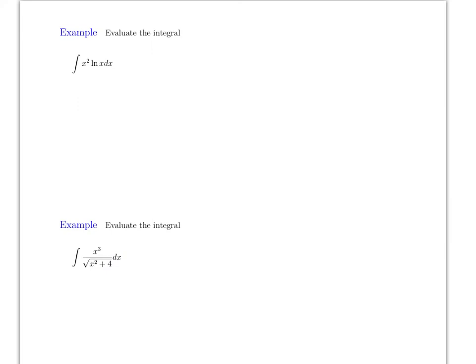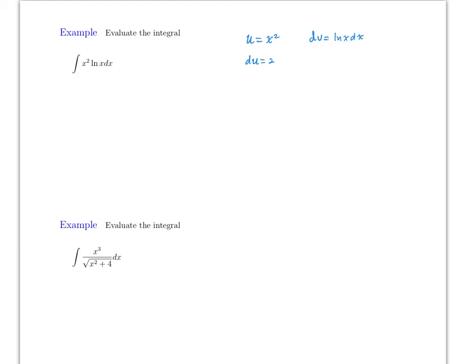Let's try the following example, and this will be the perfect case to explain what I meant, that it takes practice to realize which one is which, because it doesn't mean that this always has to be u and this has to be dv. Let's say that we think that's the case and see what happens. So let's say that we pick u to be x squared, and therefore remember dv has to be whatever is left, which is ln x dx.